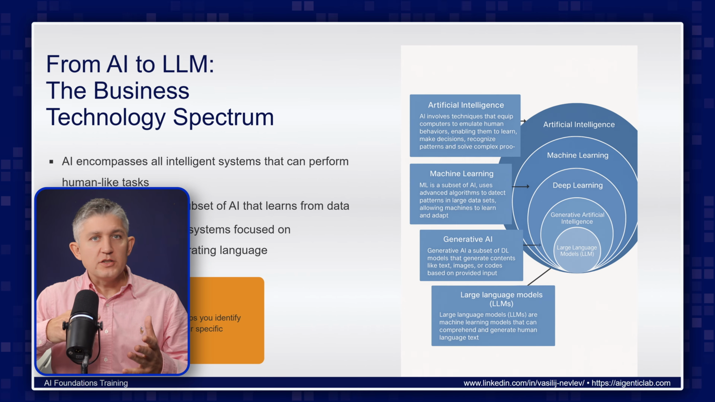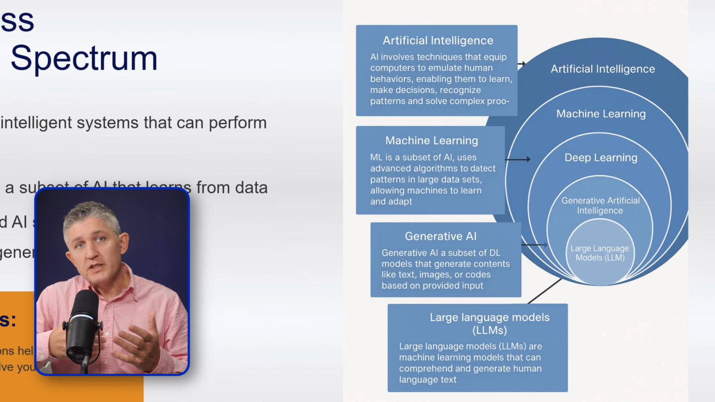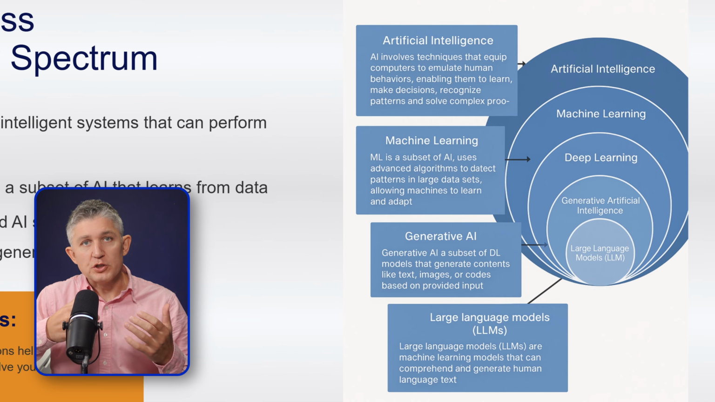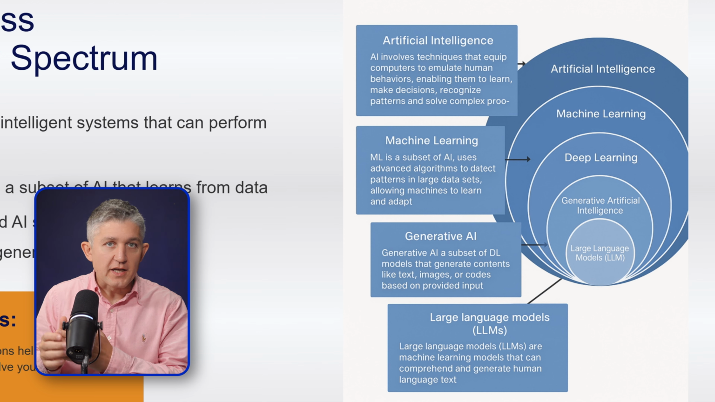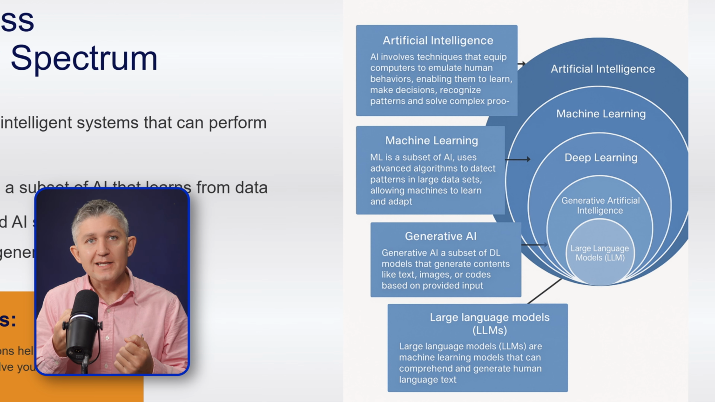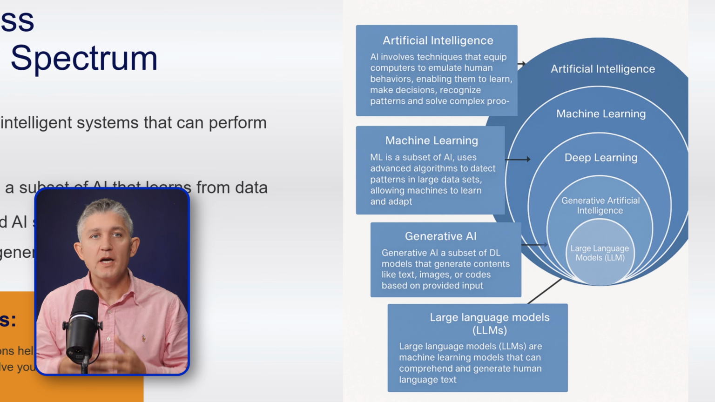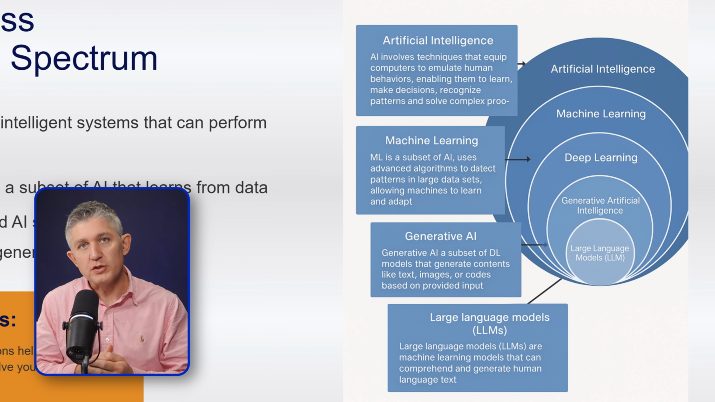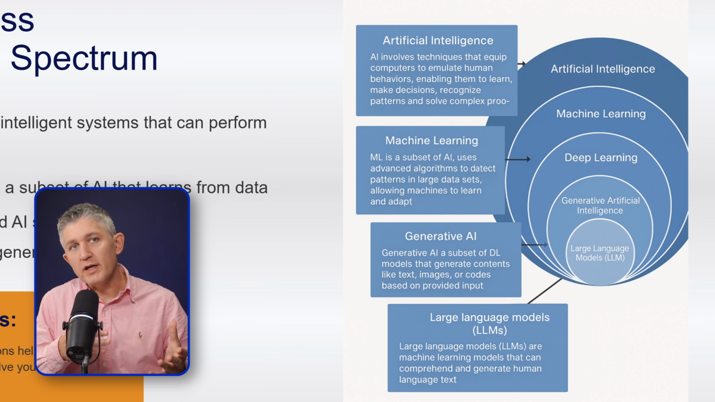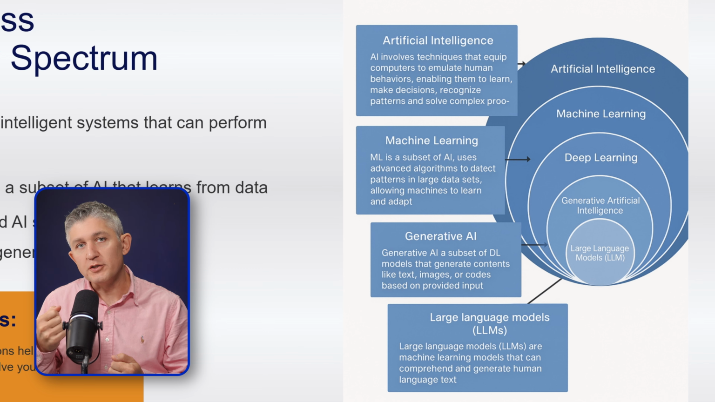AI is an umbrella term. It's the systems that act intelligently. Now, machine learning sits inside AI and it learns from data. LLMs, or large language models, are just one specialized type. They work with language and they're trained on a vast amount of knowledge. Knowing the difference helps you pick the right tool for each job and understand terms accurately.